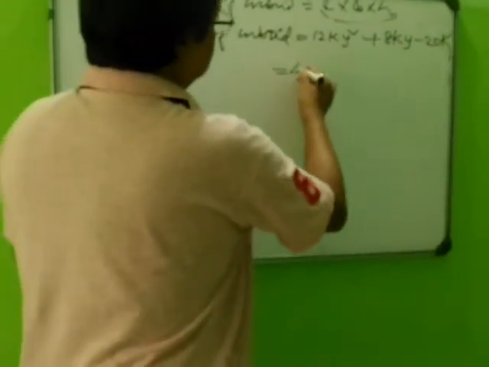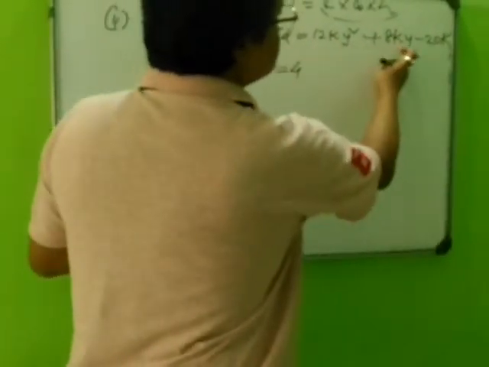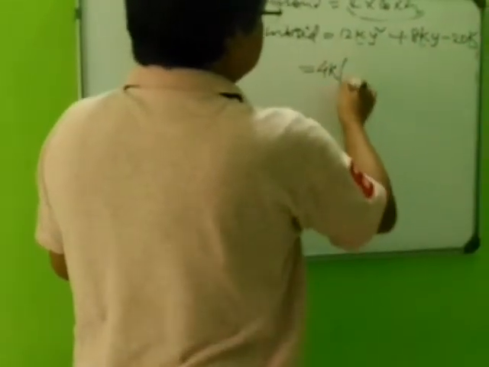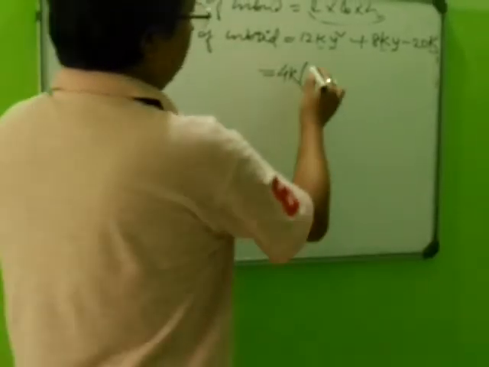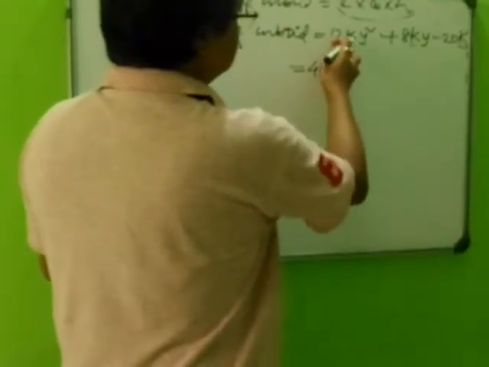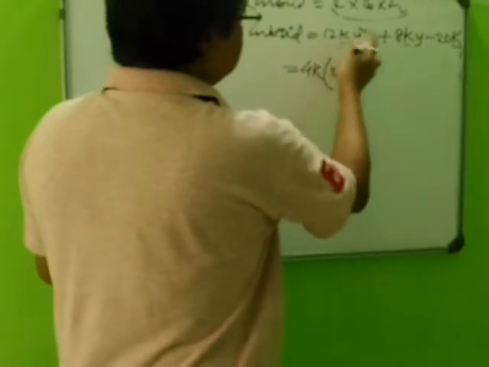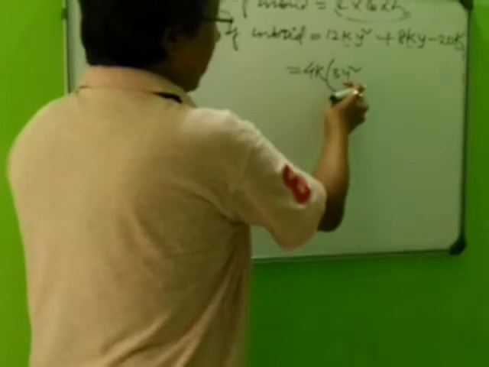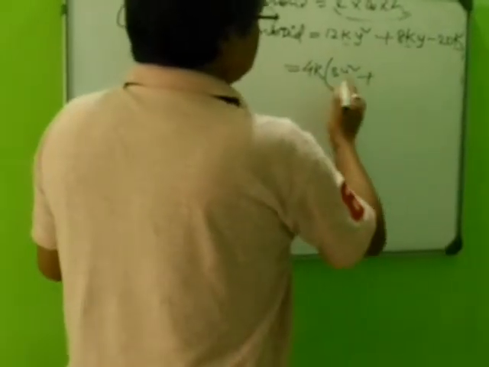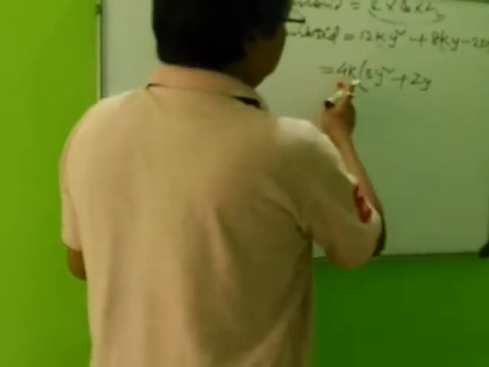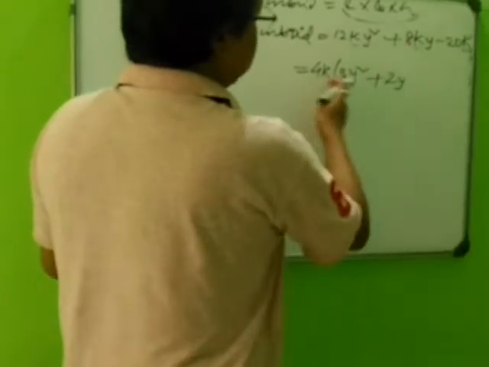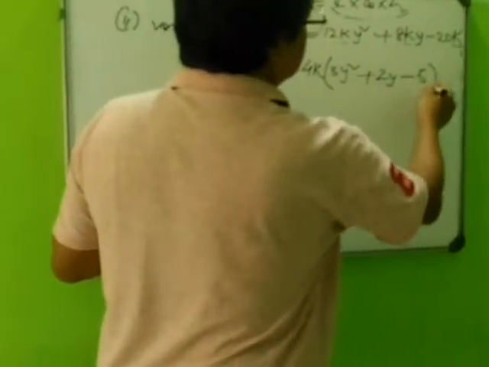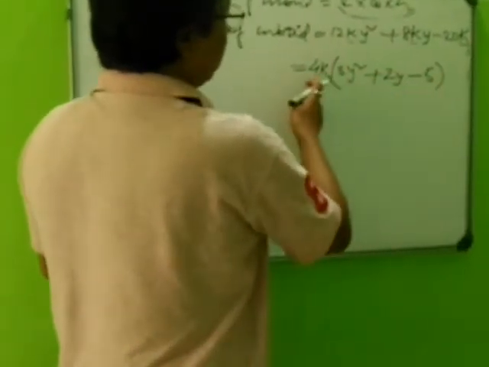So you will take 4. In all the three terms there is k, so you take k common. So 4 into 3, 12, so 12k y square becomes 3 into 4, 12, k y square plus, it will be 2y. 4 into 2, 8, ky minus, it will be 5. 5 into 4k, so 5 into 4, 20k.